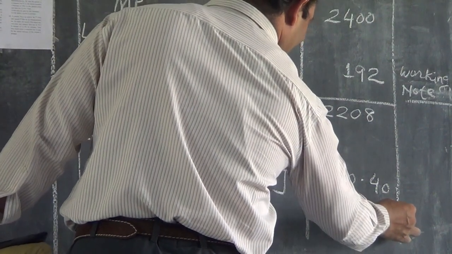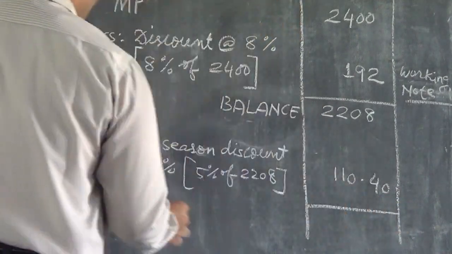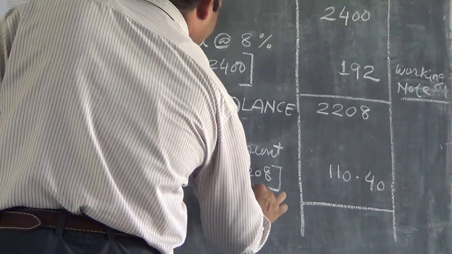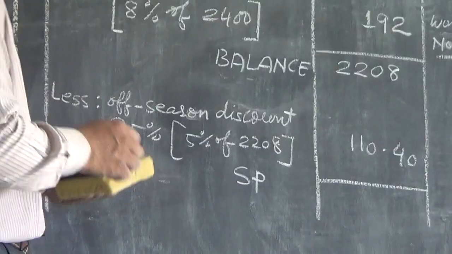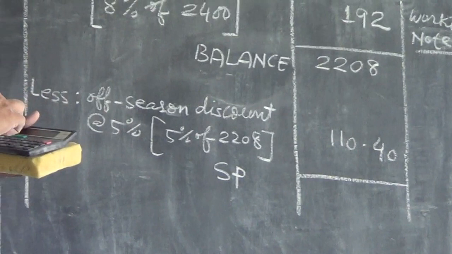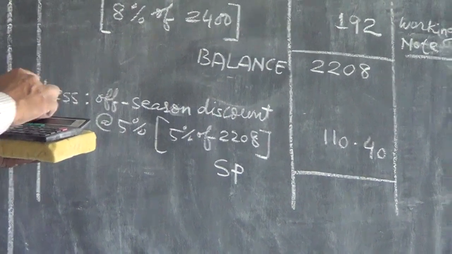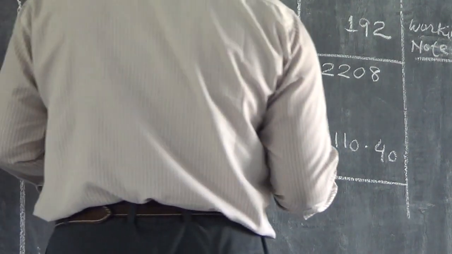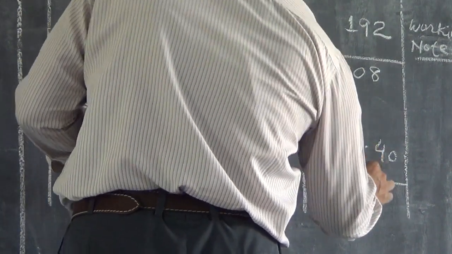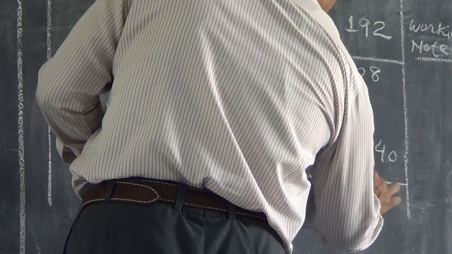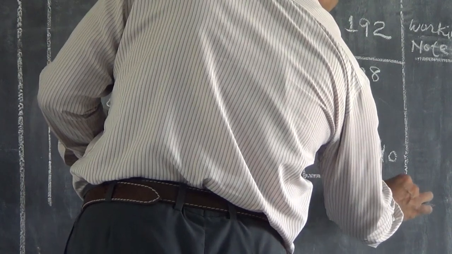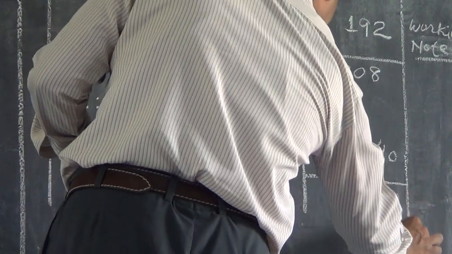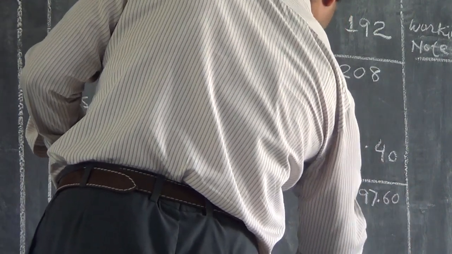We will get the selling price. So here I can write selling price. This is 2208 minus 110.4, that is 2097.60. So here what to do now?